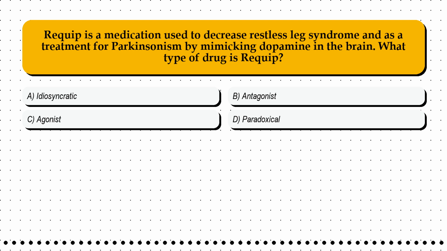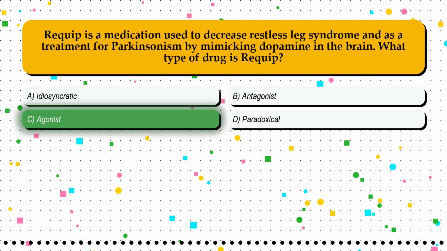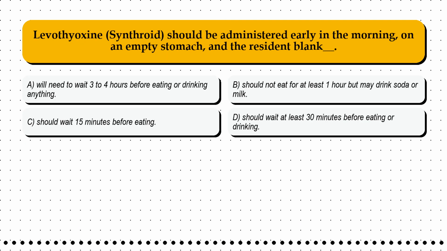mimicking dopamine in the brain. What type of drug is Requip? Option A, idiosyncratic. Option B, antagonist. Option C, agonist. Option D, paradoxical. The correct answer is option C, agonist. Question 40. Levothyroxine, Synthroid, should be administered early in the morning, on an empty stomach, and the resident blank.